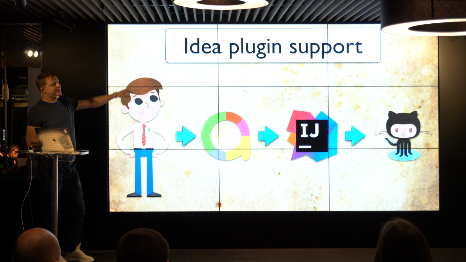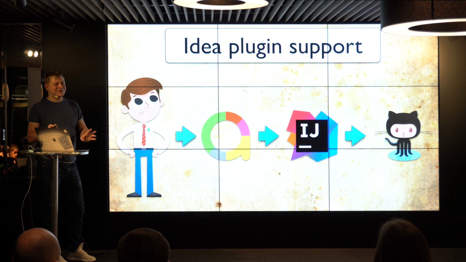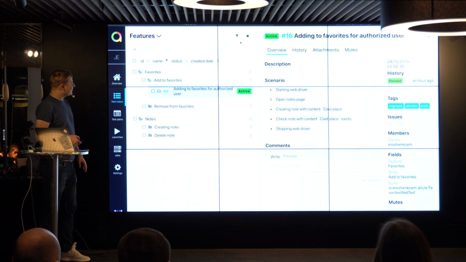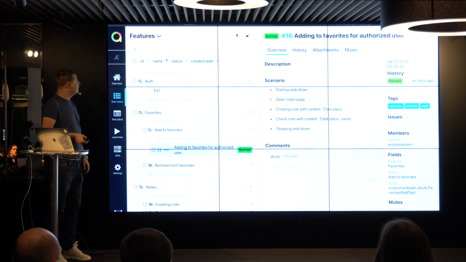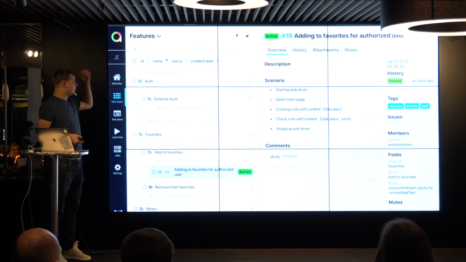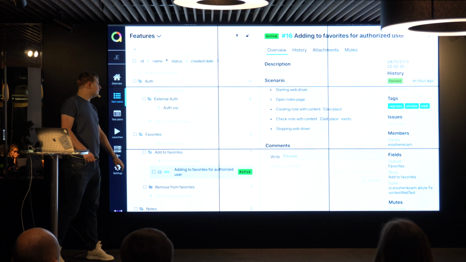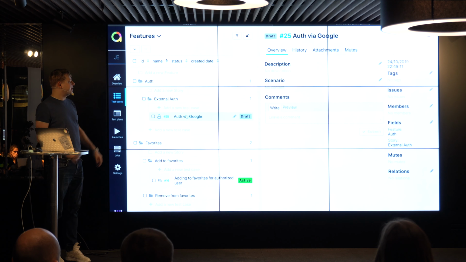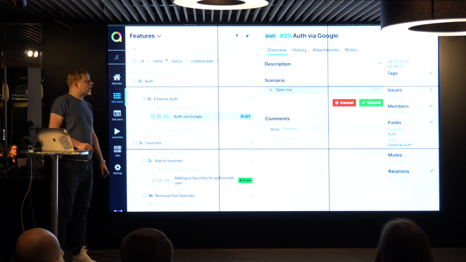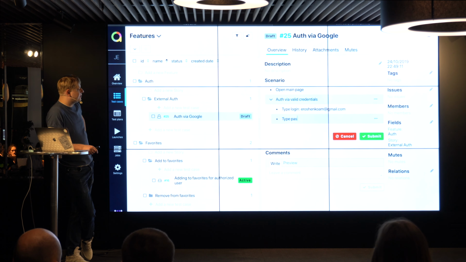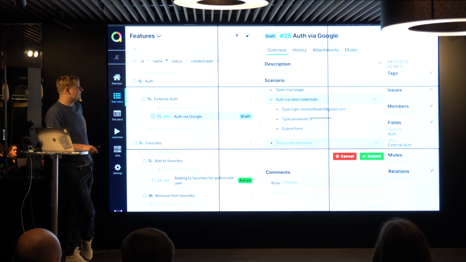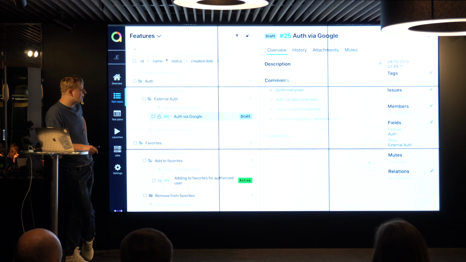Also, we have IDE plugin support for manual testers. It's a kind of code generation. It's really cool. So let's see how it works. First of all, we create a new feature. We create a new story, external auth, and we test auth with Google. So let's type some kind of scenario: type login, type password, submit the form. User should be authorized. Username should be Eroshenko.